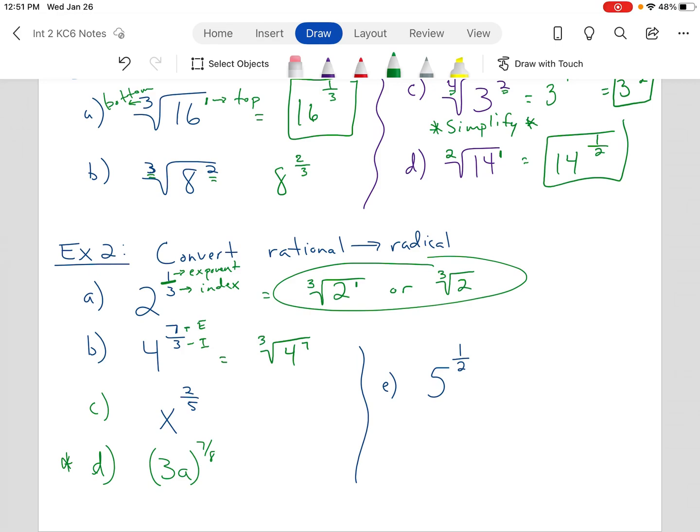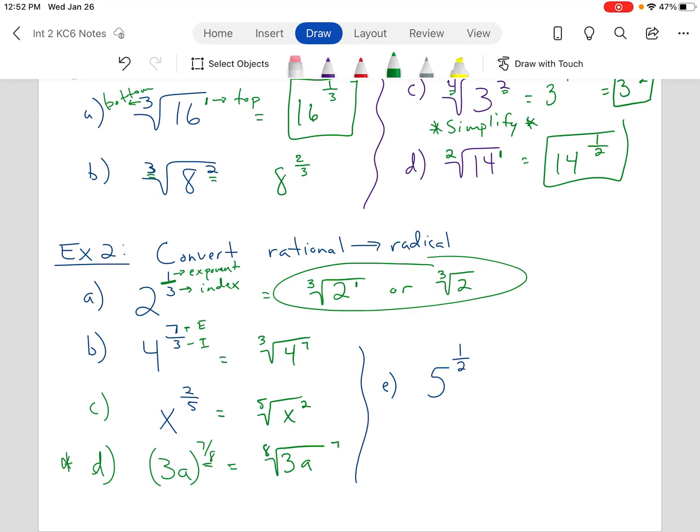Okay, so go ahead, pause the video, and try letter C. Okay, letter C, I have the 5th root of x squared. Okay, all right, now, letter D, I put a star next to it because this one's a little different. Now I have a variable and a number, so 2 terms instead of just 1. But it is in parentheses, so that means that this exponent is being applied to both of those. So both of those are going to go inside the root, and then it's the same thing as before. My index number would be 8, and then the exponent would be 7.